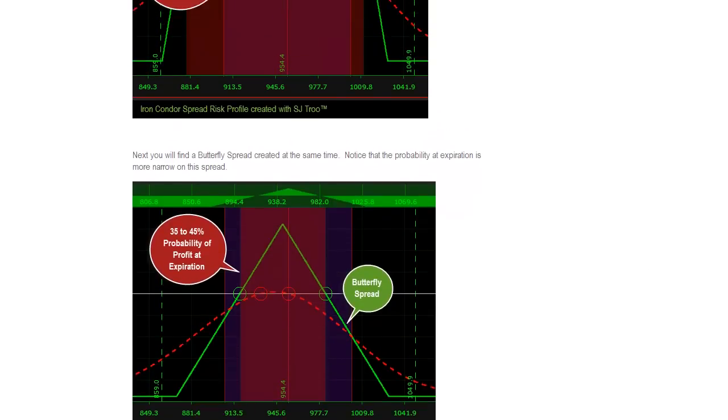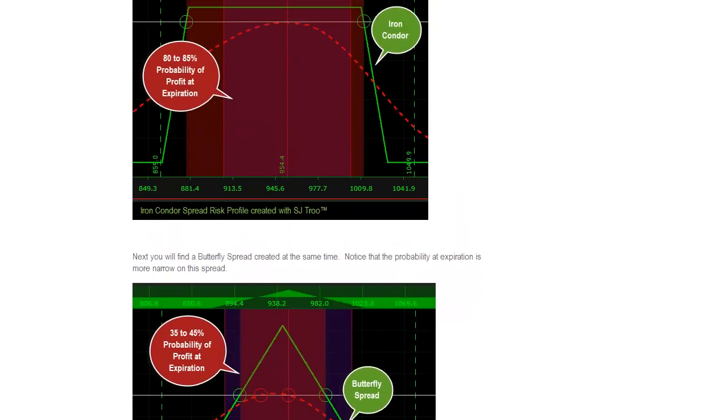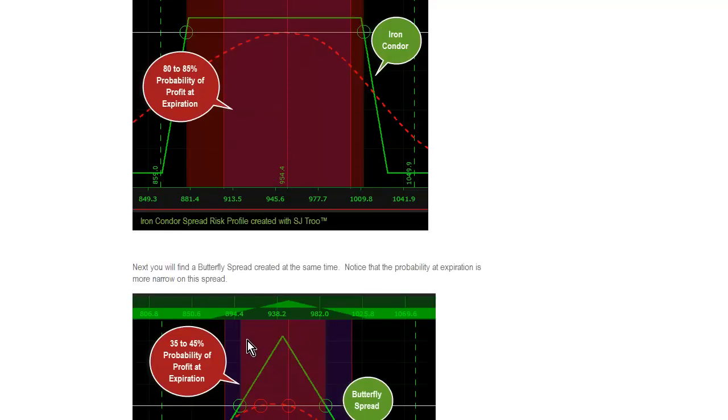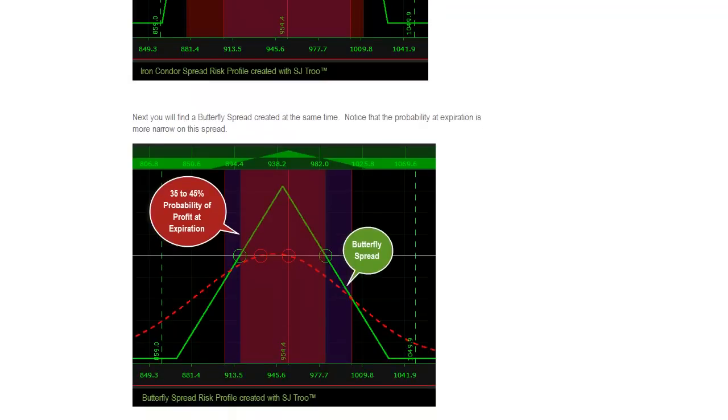So if I go back up to the Condor, notice the shade of red right here, how narrow this is. This one's typically somewhere about 35 to 45% probability at expiration, whereas this one, again, you can see how the red shade is so much wider. And again, the green is your expiration line, and this one is a much higher probability trade at expiration. So that's the first thing we want to point out.